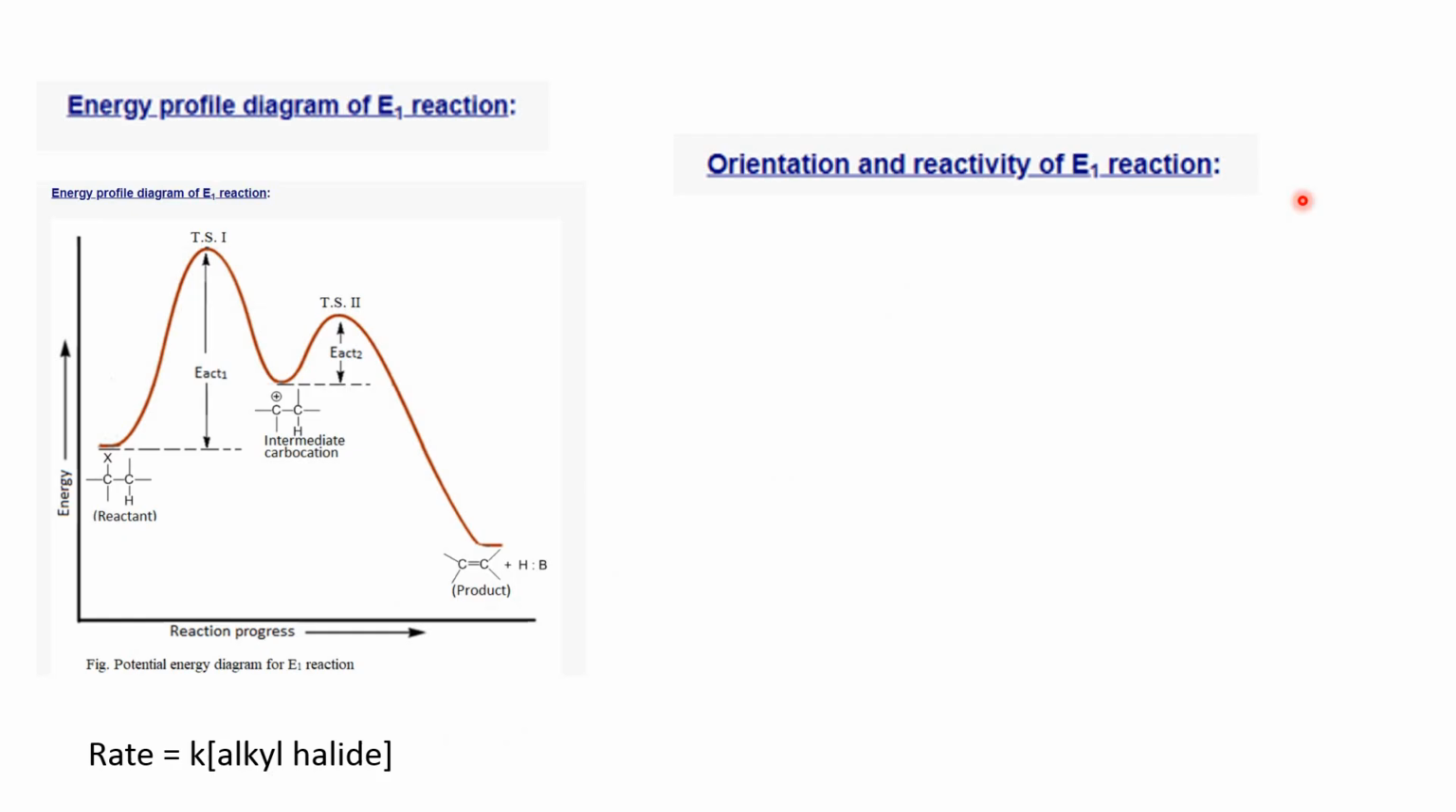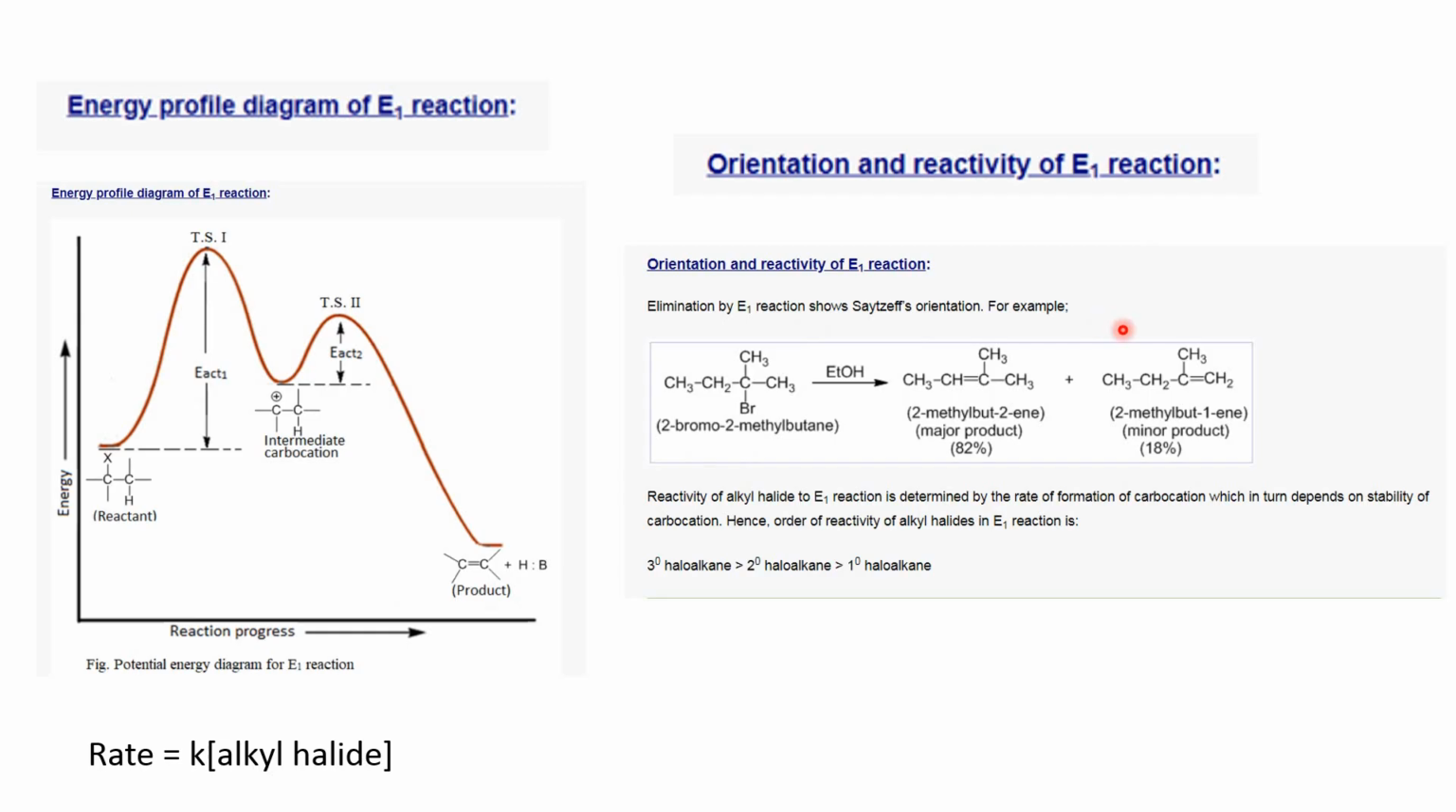Now, orientation and reactivity of E1 reaction. The E1 reaction also follows this: when there is a possibility of formation of two products, the major product will be formed according to the Saytzeff rule. So here also, the more substituted alkene, that is the more stable alkene, will form. This is 82%. And for this E1 reaction, 3 degree haloalkane is most reactive, then 2 degree, then 1 degree. 1 degree doesn't undergo E1, it follows the E2 mechanism.